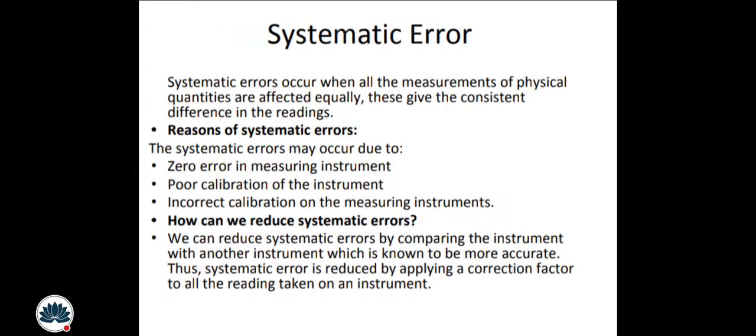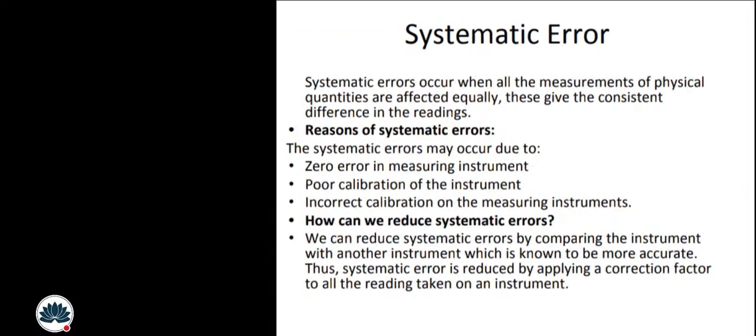Reasons for systematic errors. The systematic errors may occur due to zero error in the measuring instrument, poor calibration of the instrument, or incorrect calibration on the measuring instrument. How can we reduce systematic errors? We can reduce systematic errors by comparing the instrument with another instrument which is known to be more accurate. Thus, systematic error is reduced by applying a correction factor to all the readings taken on an instrument.